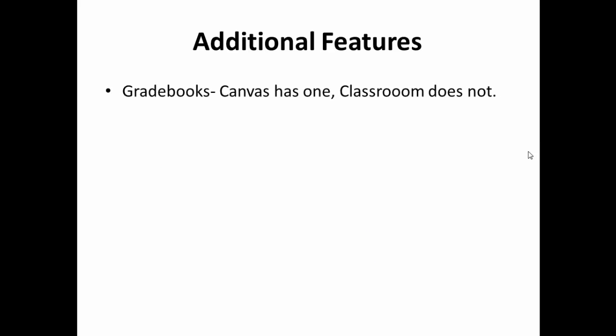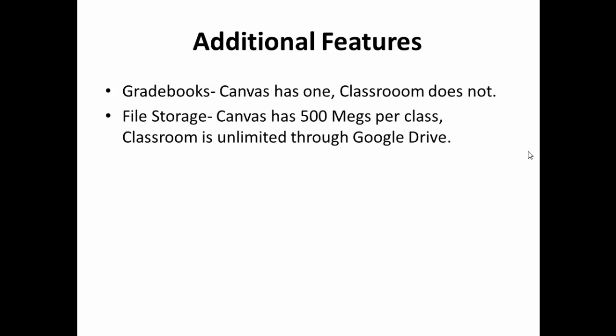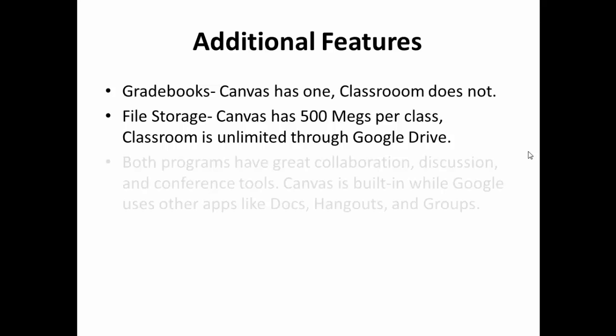Some additional features to compare for both programs. If you're looking for a gradebook feature, Canvas has one built into it. Classroom does not. You would probably have to create a spreadsheet or use another app in order to maintain a class gradebook. When you're looking at file storage, Canvas allows you to store up to 500 megabytes of data for each of your classes, and this content only includes what you upload. Any assignments that students submit to you are not counted against your 500 megabytes. As for Google Classroom, you have unlimited storage space through Google Drive.